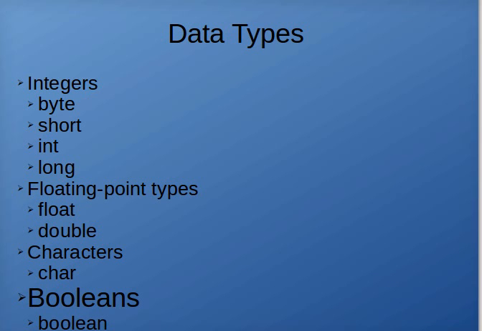And booleans are made to store only true or false values. So these are the primitive main data types, simple.